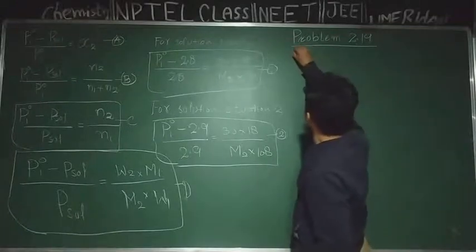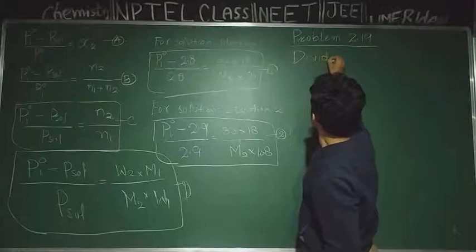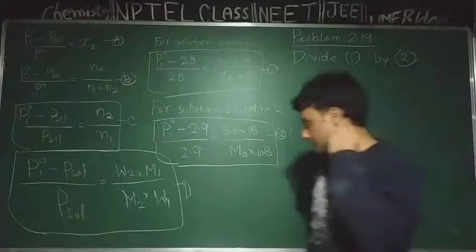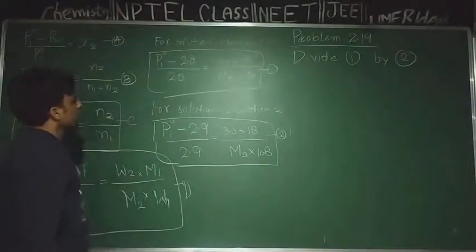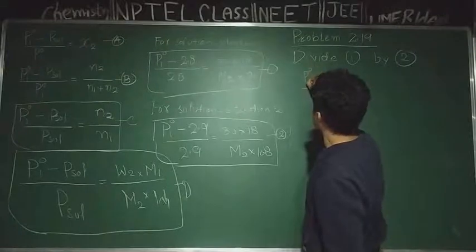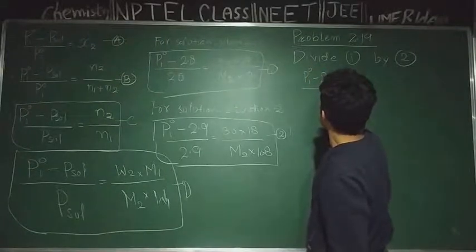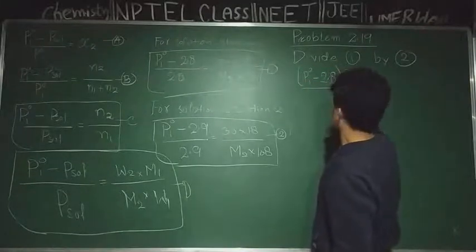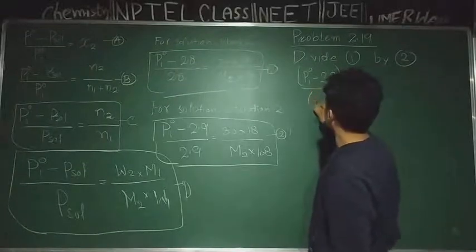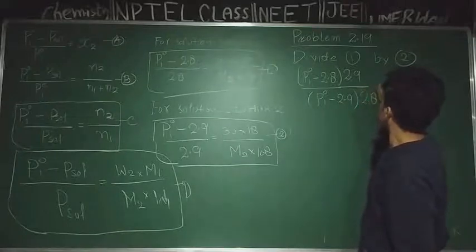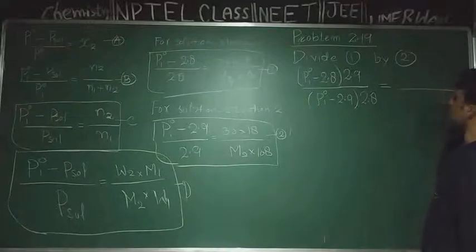Divide first by second. Now what will happen to the LHS? The LHS will become (P₀₁ − 2.8) into 2.9, divided by (P₀₁ − 2.9) into 2.8, is equal to... what will happen to the RHS?